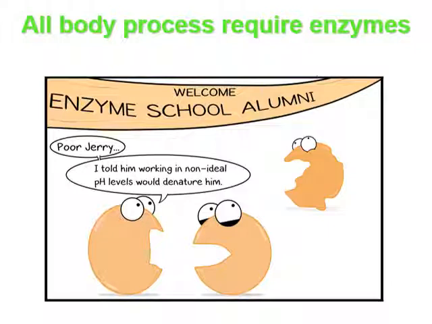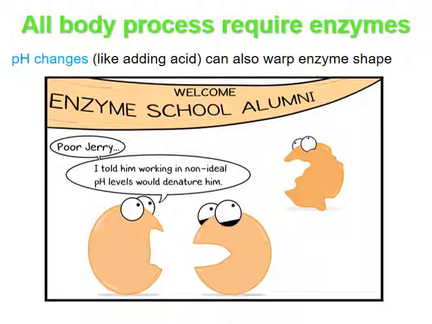pH changes, like adding acid, can also warp or denature the enzyme shape. Anytime the enzyme shape changes, it will not fit into the substrate and the reaction will never take place. Again, if anything changes the shape of the enzyme, it will not be able to react. Even if you fix the parameters, the damage to the enzyme is done and you will have to add fresh enzymes, not denatured enzymes, in order to make the reaction happen.